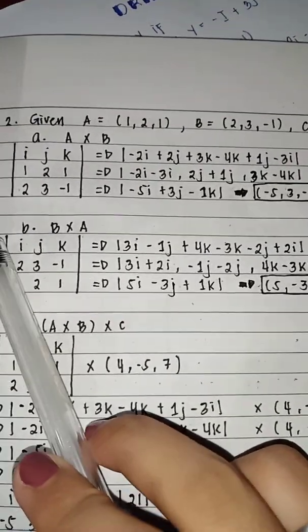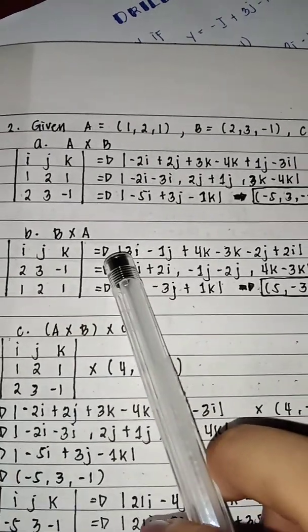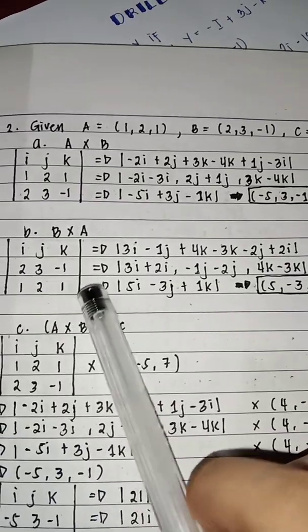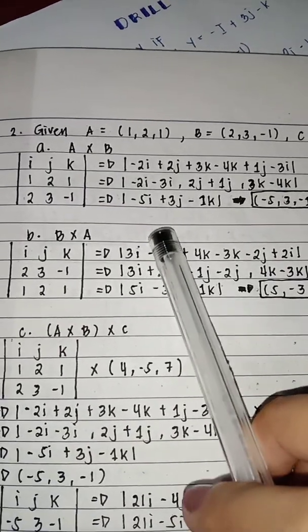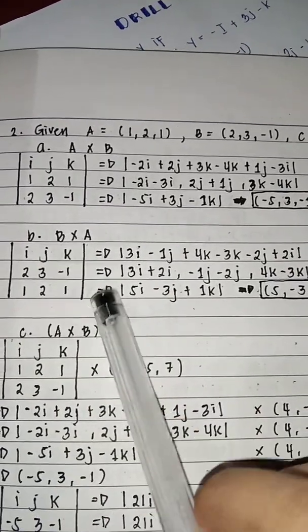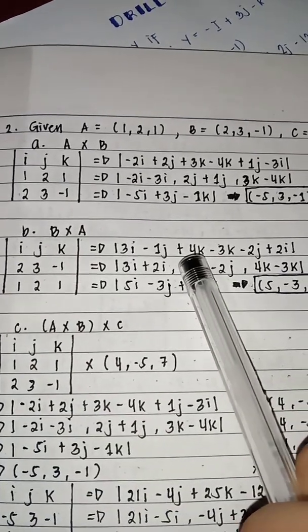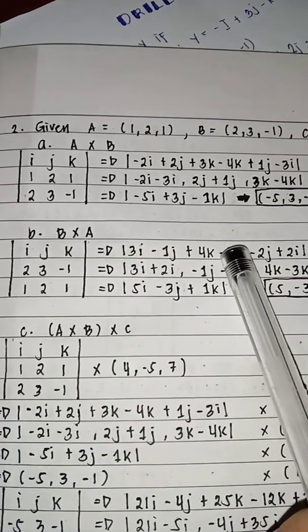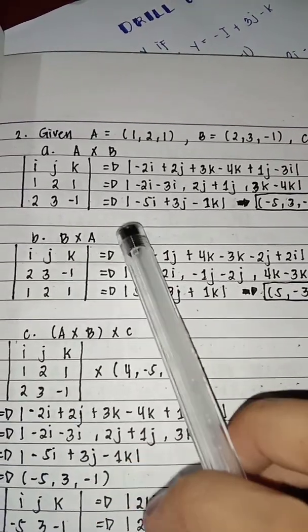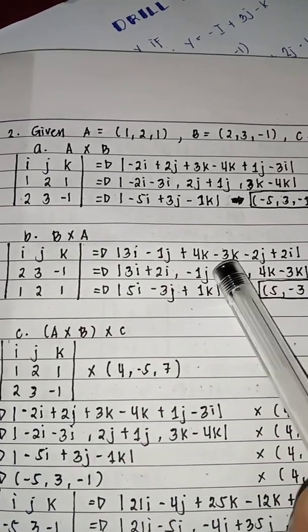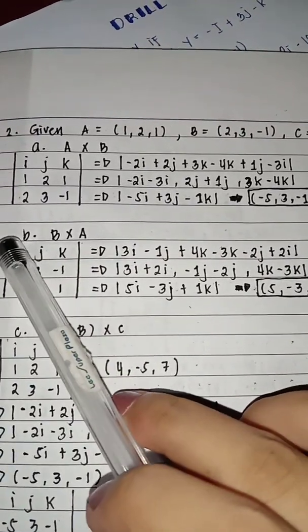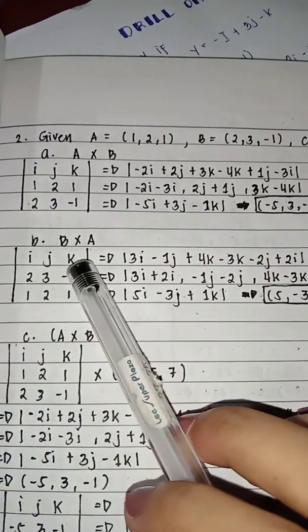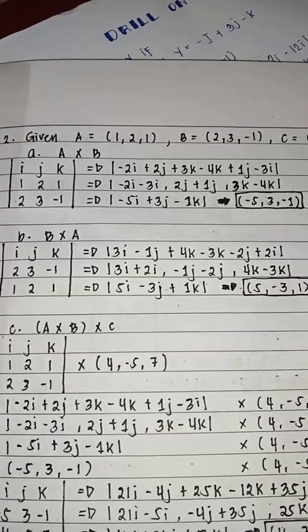i times 3 times 1 is equal to 3i. j times negative 1 times 1 is equal to negative 1j. k times 2 times 2 is equal to positive 4k. 1 times 3 times k is equal to negative 3k. 2 times j times 1 is equal to negative 2j. Negative i times 1 times negative 1 times 2 is equal to 2i.